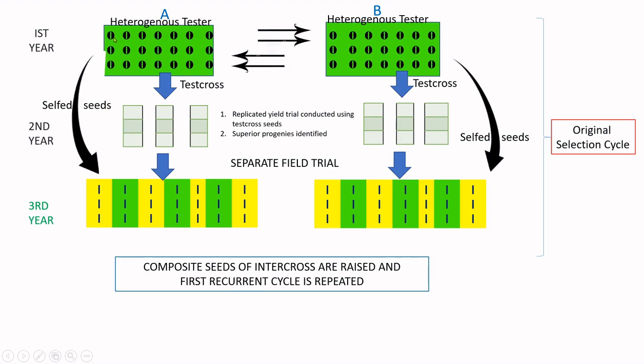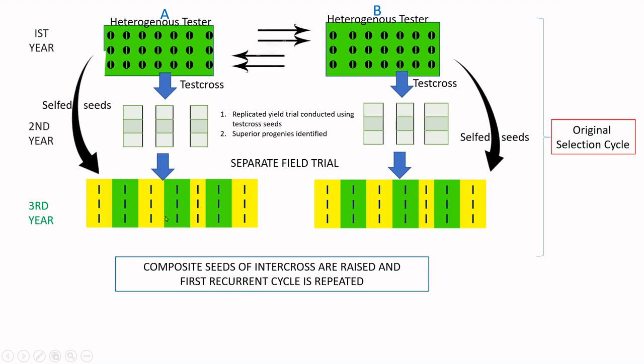So what we have to do, the selected lines are selfed and harvested separately, and only those lines which are found to be significantly superior here are grown as individual plant progenies, and we allow random pollination among them.